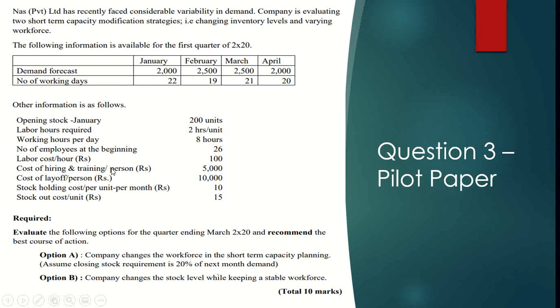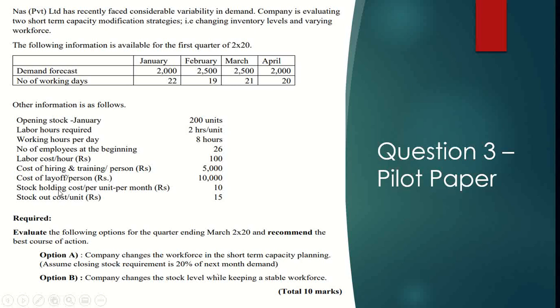Cost of hiring and training a person. If we recruited a new person, we will incur 5,000. So if there's any labor movement, any new recruitment, per person there will be a 5,000 cost. Cost of layoff. If we are laying off one person, at that point we have to pay 10,000. It can be a compensation or whatever.